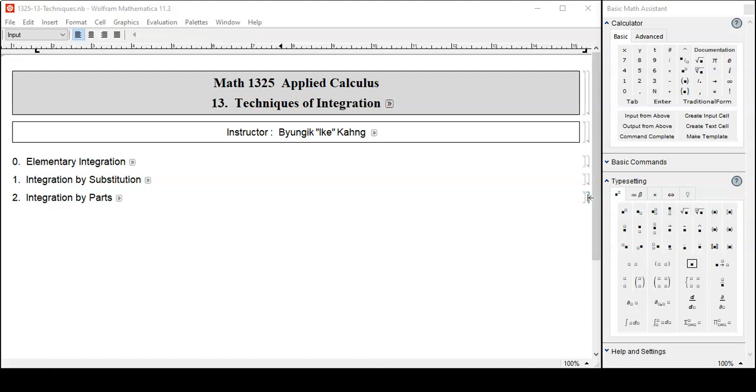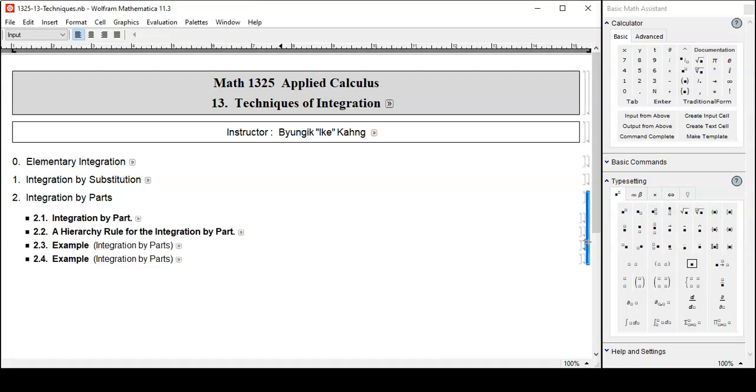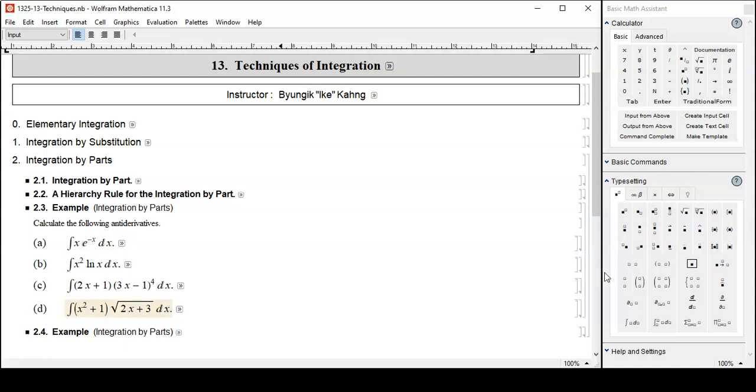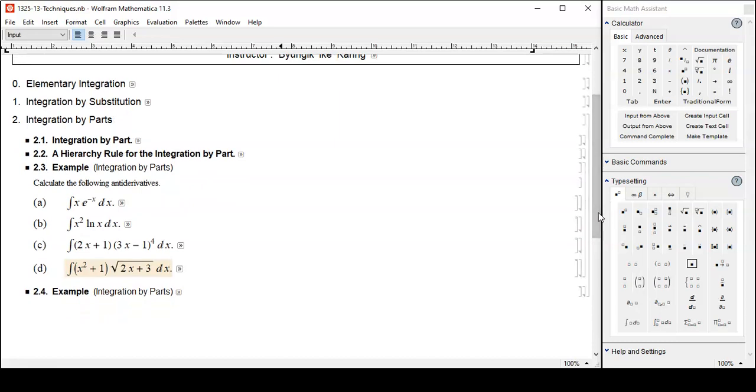Previously we went through some elementary problems of integration by parts. We went through these three problems. Now let's do this one. Is this also an integration by parts problem? Well, yes it is. How do you see that?